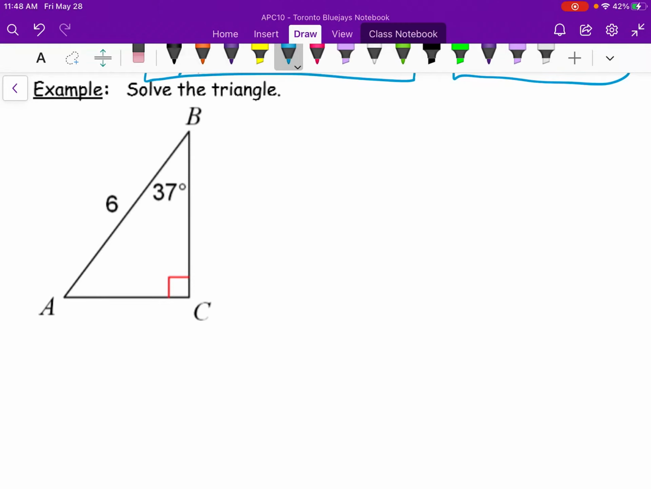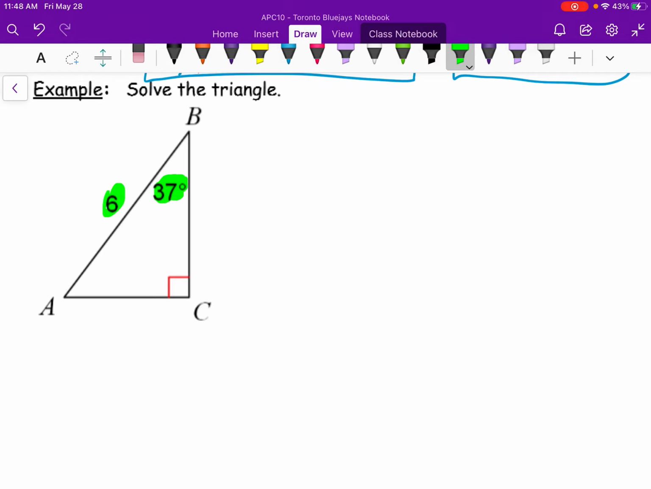On to the next question. I just really wish to reiterate that you should use the information that is given. I know that the hypotenuse is 6. I know that angle B is 37. We should try to include these as much as possible to find all other information.